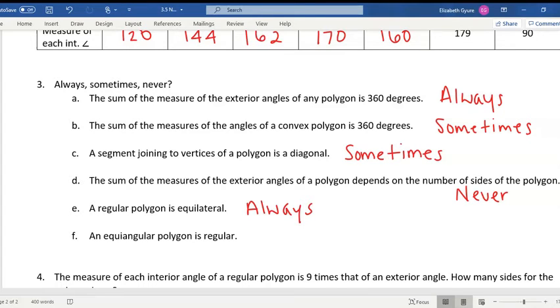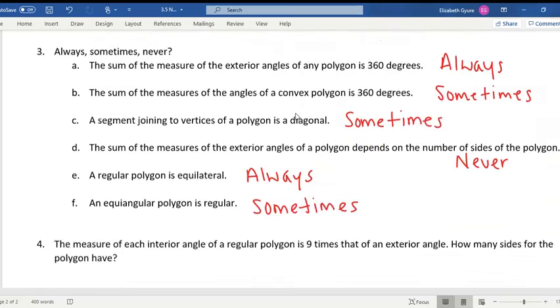And then for part F, an equiangular polygon is regular. That's going to be sometimes. Because think of a rectangle. A rectangle is equiangular. All the angles are 90, but it is not equilateral. So that doesn't mean it's regular.